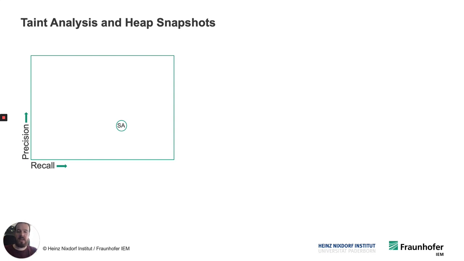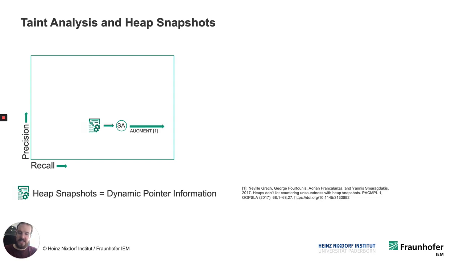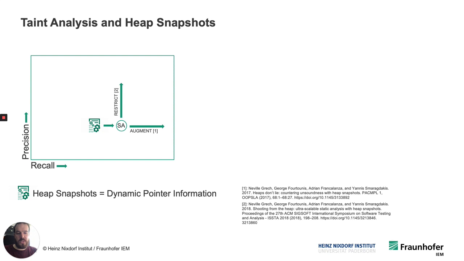Recent research by Crash et al. has shown that incorporating data from heap snapshots can be used either to increase the soundness of static pointer analysis by augmenting the static pointer information with the dynamic one, or to increase its precision by restricting static pointer information to the dynamic one. Heap snapshots essentially are records of dynamic pointer information at a given time of app execution.